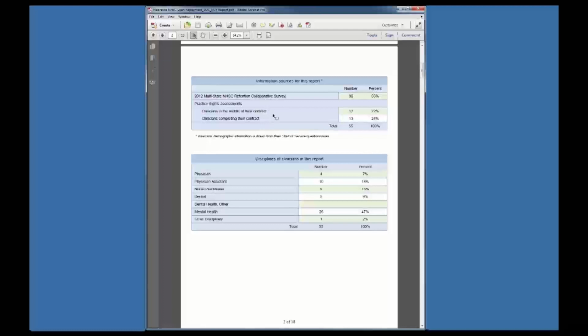This tells you how many of each group there are here, and later on there are tables where the title tells you, among people completing their contract, this is how they reported, how they evaluated their loan repayment program. That then is referring to these individuals, because there are somewhat different questions between these two groups, as well as these groups and that group.